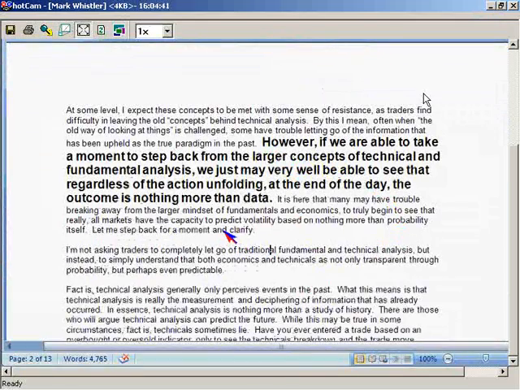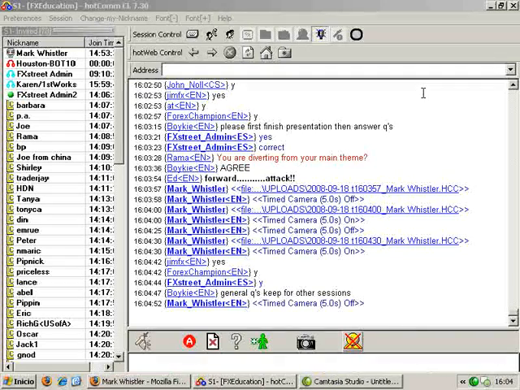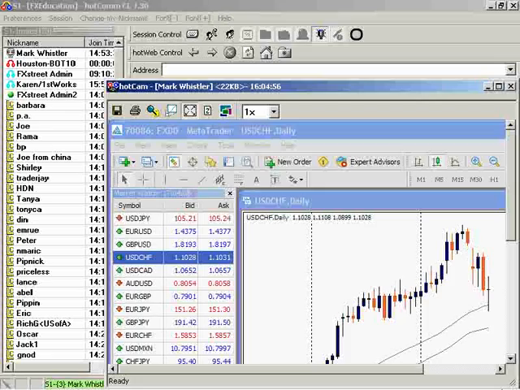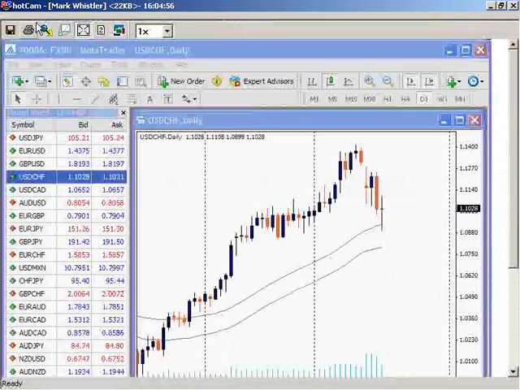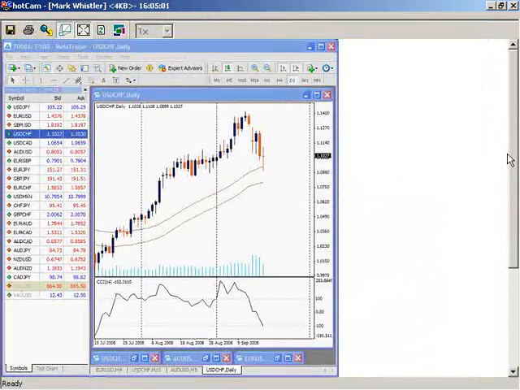However, if we're able to take a moment to step back from the larger concepts of technical and fundamental analysis, we may just very well be able to see that regardless of the action unfolding, at the end of the day, the outcome is nothing more than data. Okay, so as we go back to our chart here and we look at the chart, this is where I hope to begin challenging the way that you look at markets.